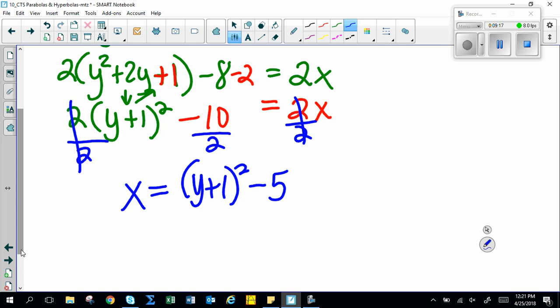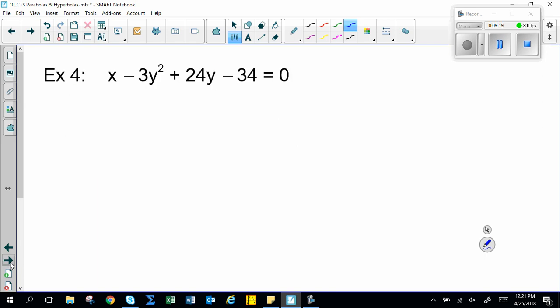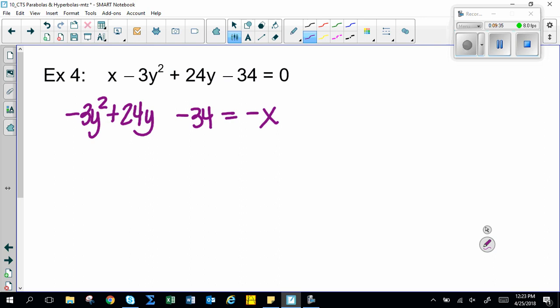All right, so I want you to try one more on your own, and then I'll give you your assignment. So the squared term is the y, so I'm going to group my y's together. I'm going to leave this constant alone, and I'm going to subtract x from both sides. So I'm looking at my y's, and I'm going to factor out a negative 3.